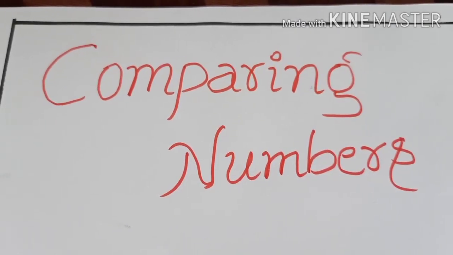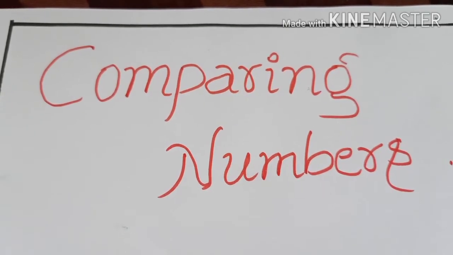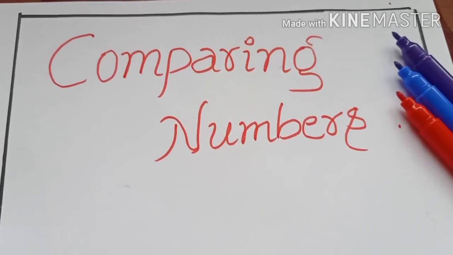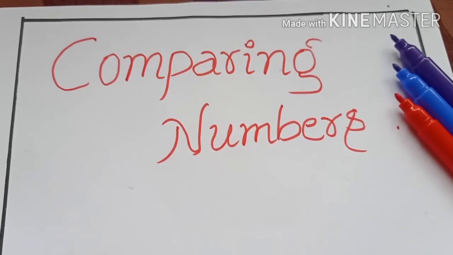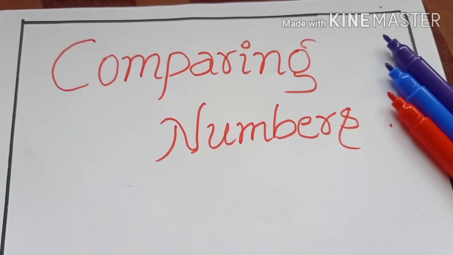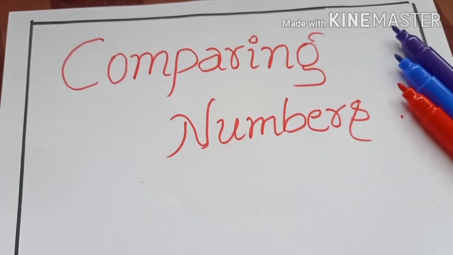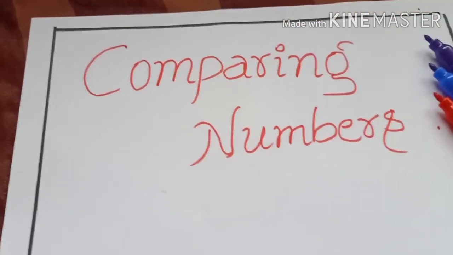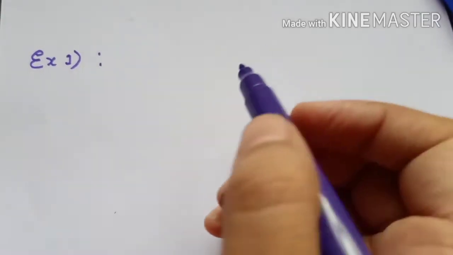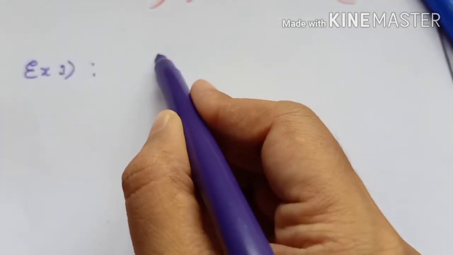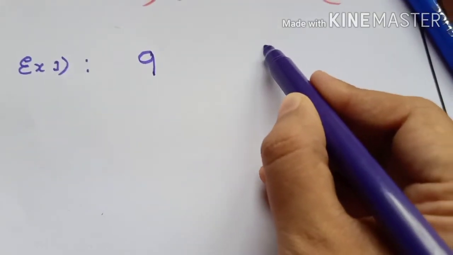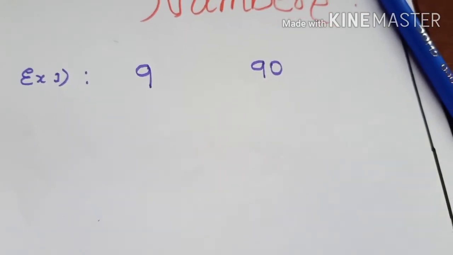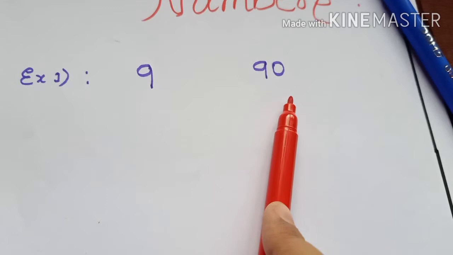Let us quickly get into our first concept, comparing numbers. Comparing means to know which number is greater and which number is smaller. As we have done quite a lot of this earlier, let us see if we remember which is the greatest among these. For example, 9 and here it is 90. Can you say now which one is greater, 9 or 90?